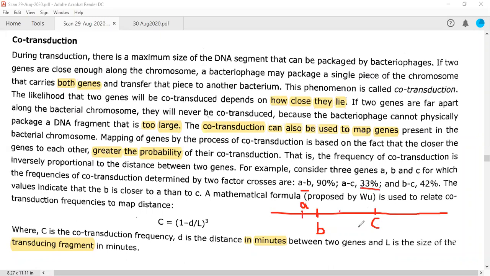So the two things we are able to analyze are the distance between the genes present over the bacterial chromosome, suppose this is a bacterial chromosome, and the order of genes present over it. So what will you do? Each time you will infect the bacterial cell with some bacteriophage, and then you will analyze for the presence of these genes which are transferring from one bacterial cell to another bacterial cell, right? So not only the distance, but also the order you are able to analyze by this approach.